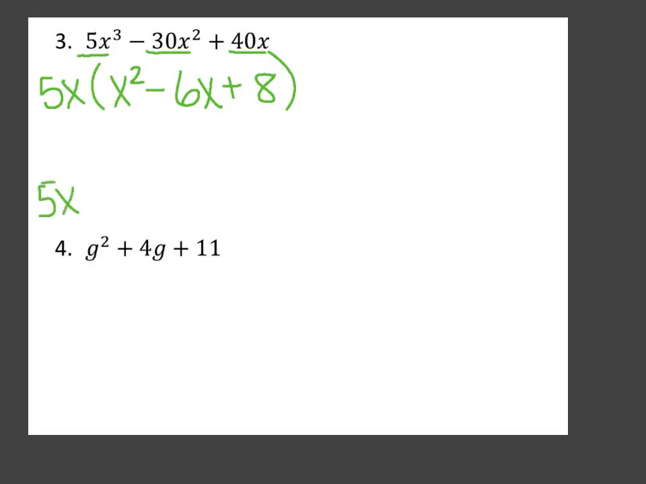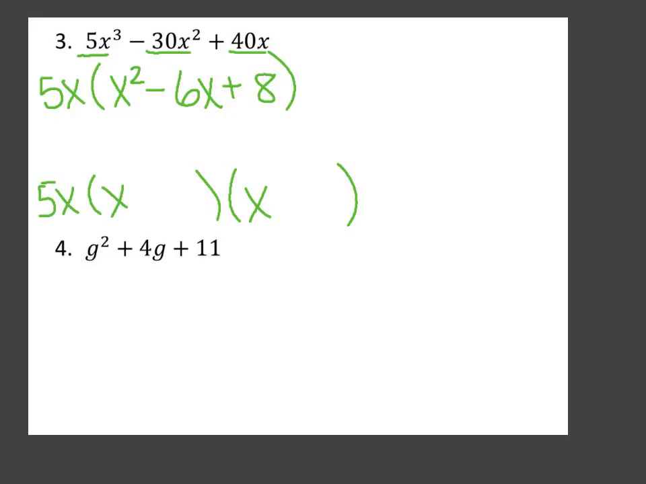Now, because there's a trinomial in my parentheses, I'm going to try sum product. So my 5x stays out front. I'm getting my parentheses ready to do my binomial times binomial, putting x times x in the beginning. And remember, I have to find two numbers that are going to add up to the middle term and multiply to the last term.